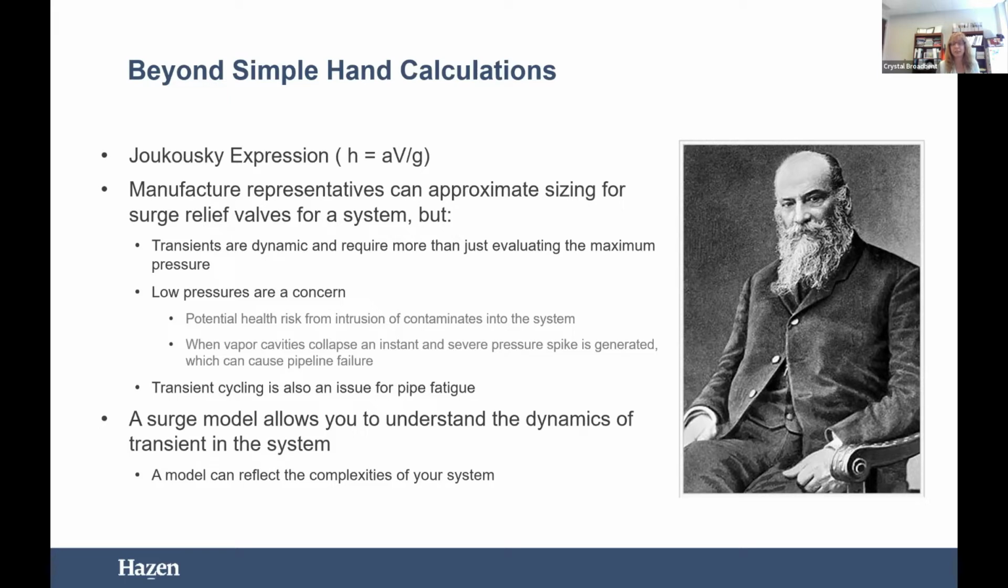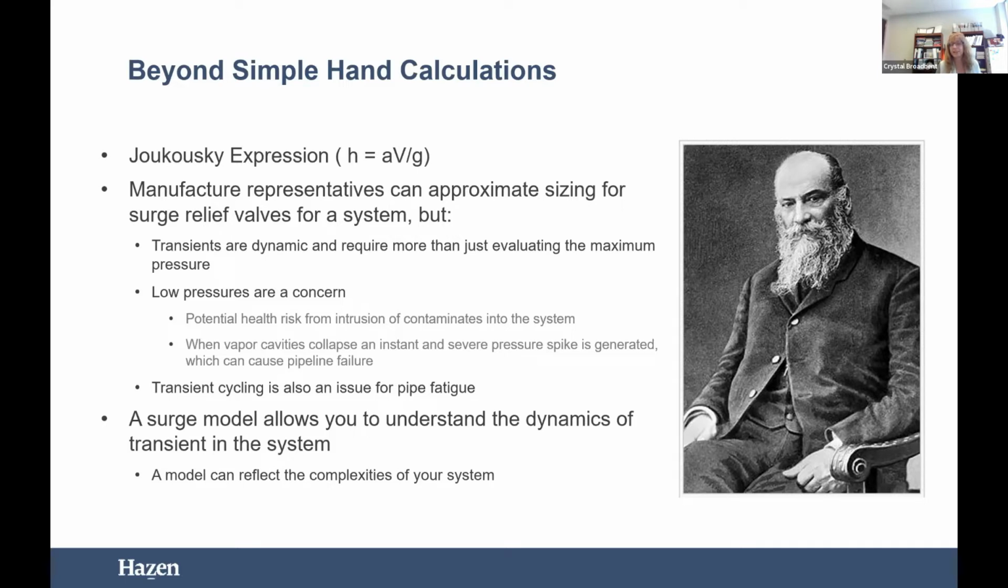Low pressures can have potential health contamination. Pipes were designed for outward pressure, not inward pressure, so negative pressures can start allowing stuff to come into the pipe that wasn't meant to be. You also have vapor cavities. If they collapse, they become instantaneous, and it also creates very severe pressure spikes. Oftentimes, not all the modeling software can pick up those instantaneous pressure spikes from a vapor cavity collapse, so we just try to solve for those issues if we see them in our modeling.